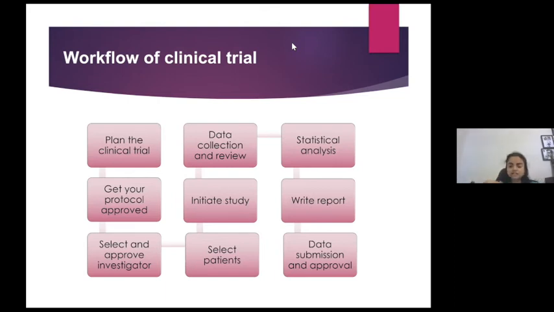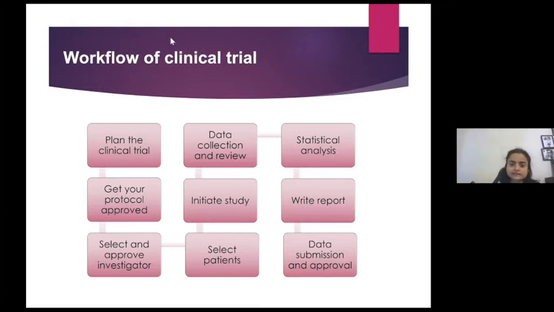Initiate study, which means you have to start the study. Data collection and review. So this is your experiment. Initiate study, and data collection and review is your experiment. You now have your cohort of patients, and now you are actually doing your experiment, giving these people a drug, an intervention, advice, anything. And then you're following up with the patients: oh, this is how it's affected. That's your data collection and review.